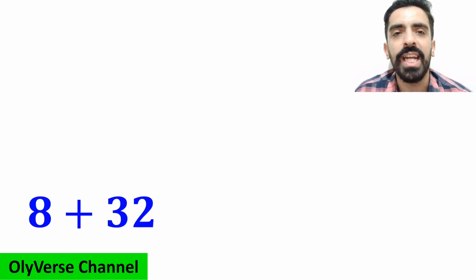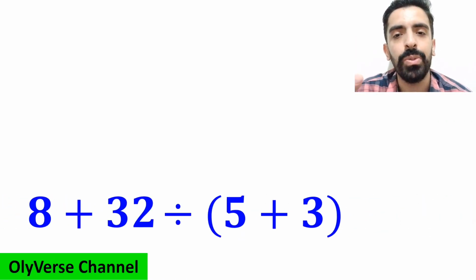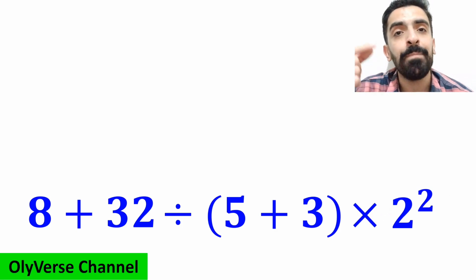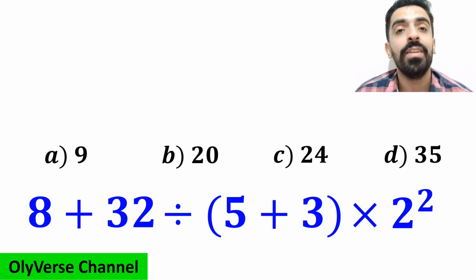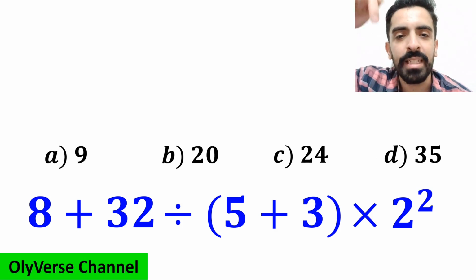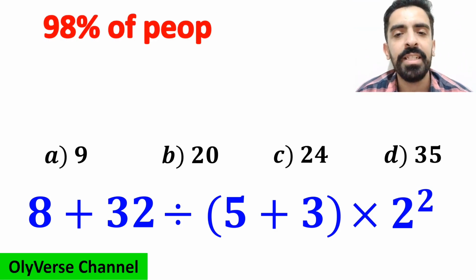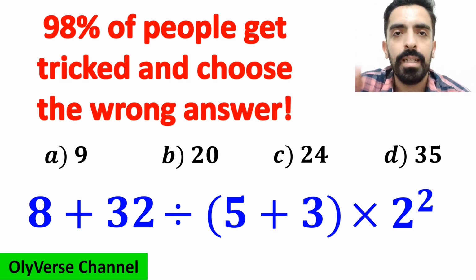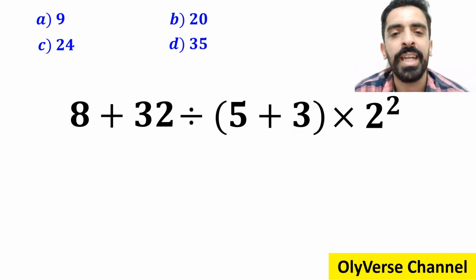What is the value of the expression 8 + 32 ÷ (5 + 3) × 2²? Which option do you think is the correct answer to this question? 98% of people get to read and choose the wrong answer. Let's go step by step and solve it together.